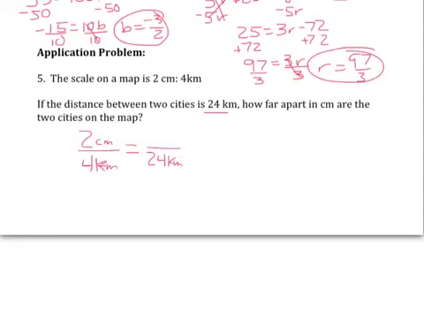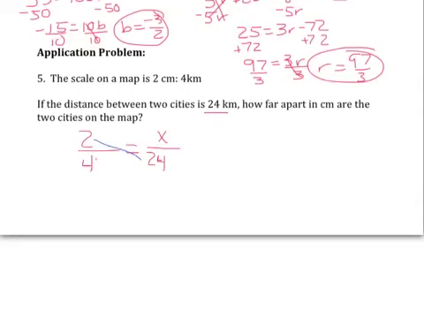How far apart in centimeters are the two cities on the map? So that's the part that I'm going to be figuring out. So I'm going to put my variable there for x. Okay, I don't really need these labels. I just had to put them there so that I knew my 24 went on bottom with the other kilometers. So now I cross multiply.